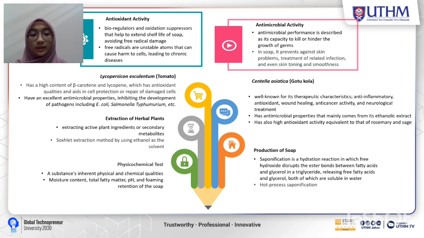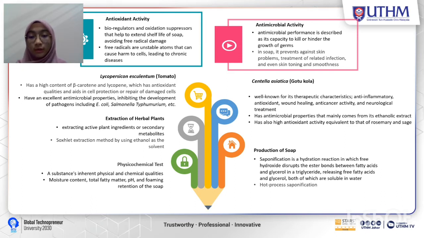Next is the extraction of herbal plants. In this study, the Soxhlet extraction method will be implemented by using ethanol as the solvent. It is to extract the active plant ingredients or the secondary metabolites such as alkaloids and flavonoids.